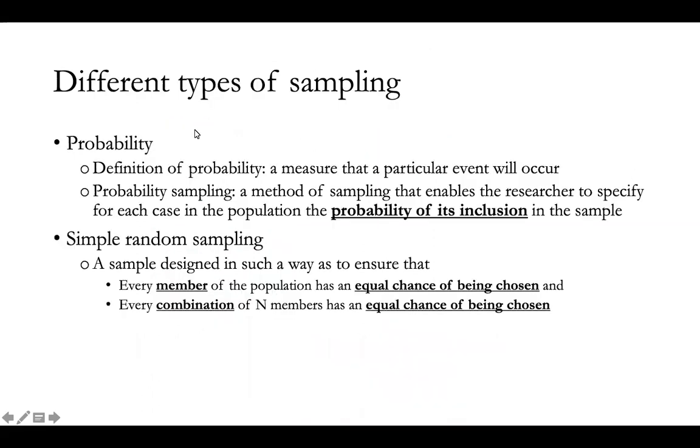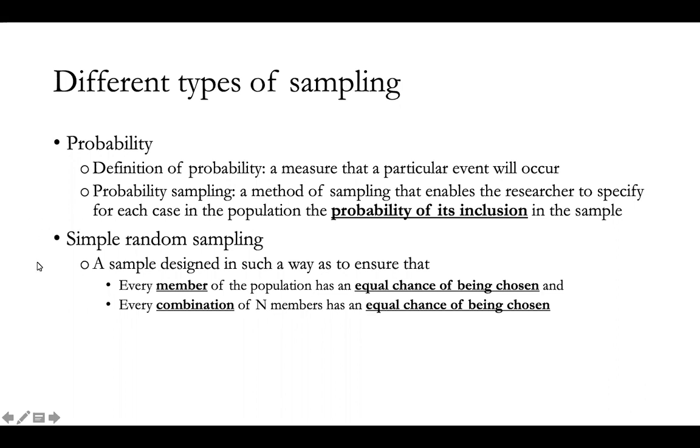So how do we arrive at a sampling strategy that's going to get us something that is loyal to the full population? Let's talk about probability. Definition of probability, this is a measure that a particular event will occur. How probable is an event? Probability sampling is a method that we use in sampling. It enables us as researchers to specify for each case in a population the probability that it will be included in our sample.